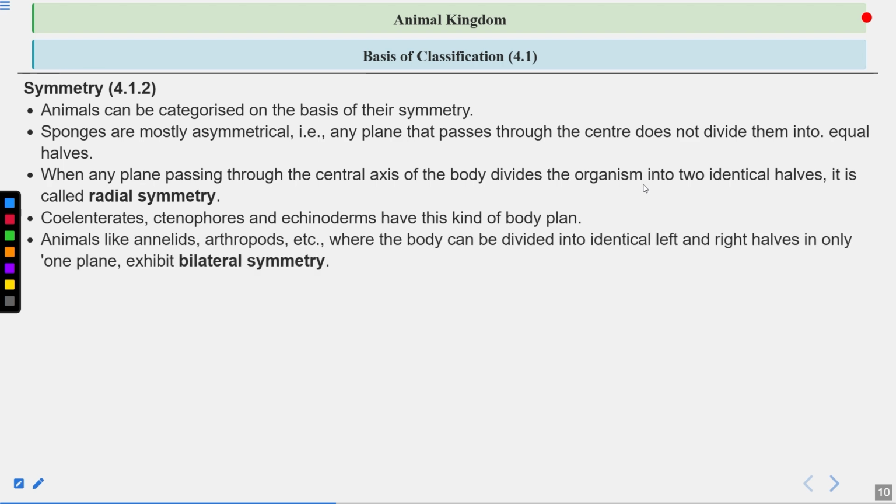Animals like annelids, arthropods, etc., where the body can be divided into identical left and right halves in only one plane, exhibit bilateral symmetry. So, in the case of animals like annelids and arthropods, when you divide the organism from its central axis, it divides the organism into identical left and right halves, and that exhibits bilateral symmetry.